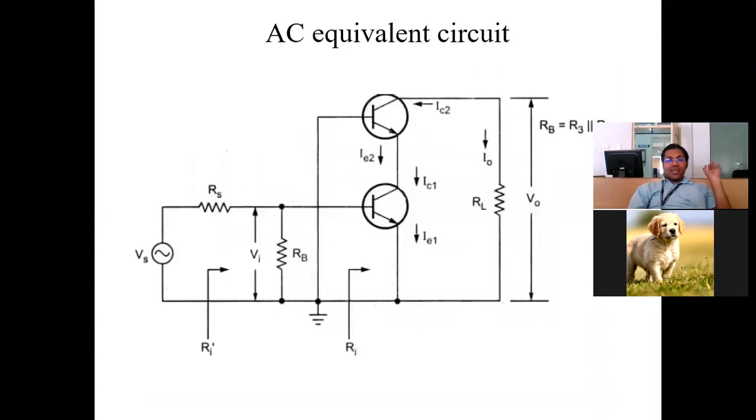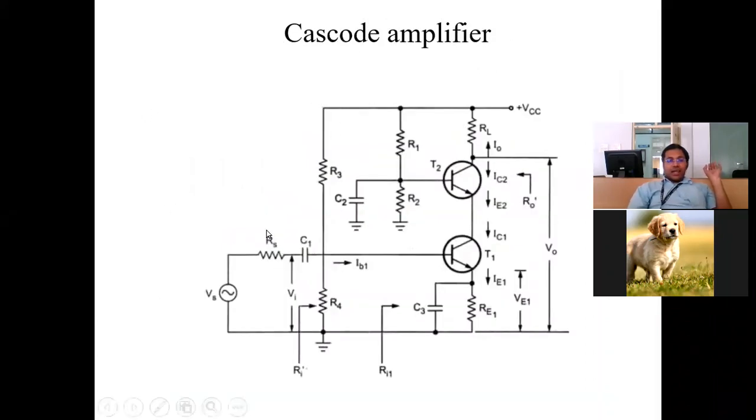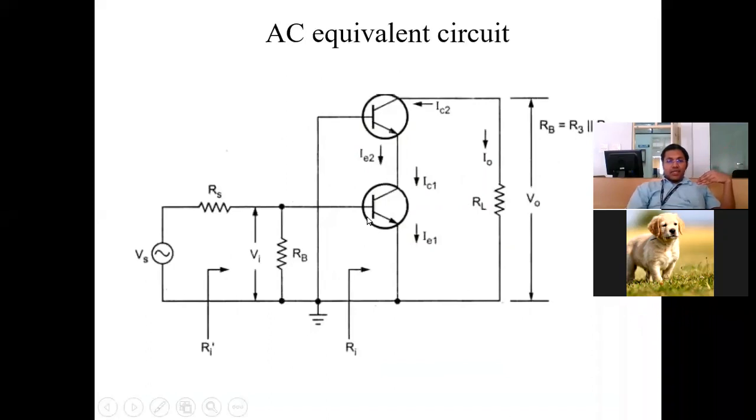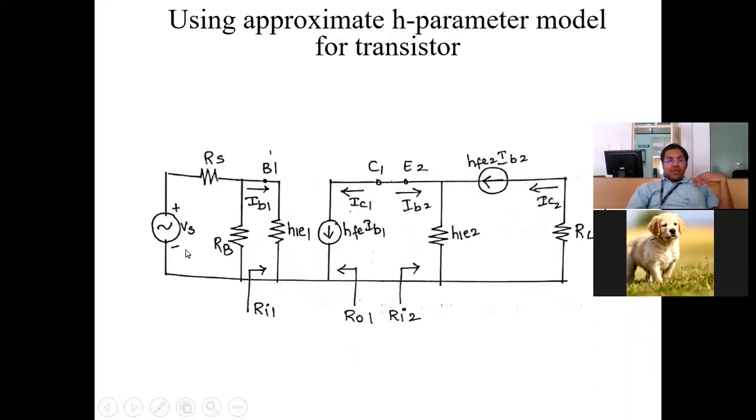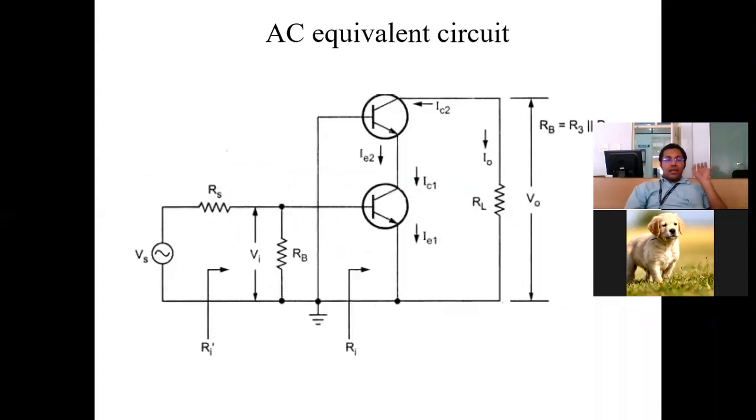Okay, so this is the AC equivalent we got by analyzing this circuit. We have completed that. Next, replace the transistor by the H parameter model. So this circuit will be as it is: Vs, Rs, Rb, RL. All these are as it is. We are not disturbing them. Only we are replacing this one with an equivalent circuit, and this one with an equivalent circuit. So here, this is base, this is emitter.